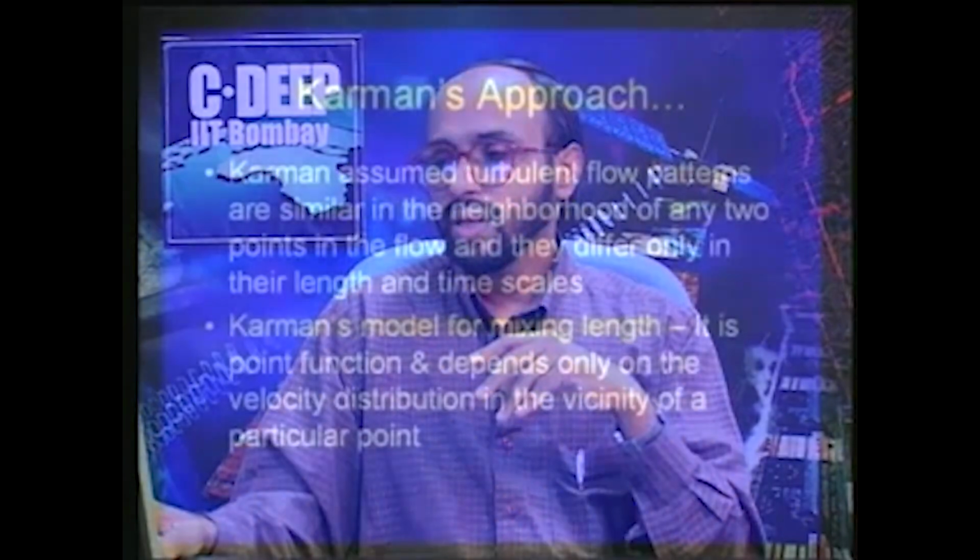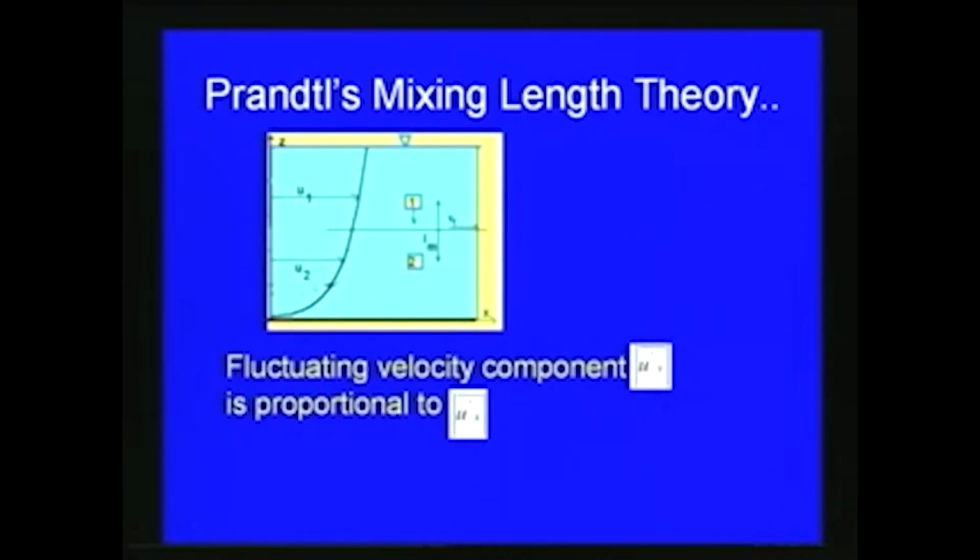In the next few slides we will be discussing the applications of this, but before proceeding to further applications, you can observe here that Karman assumed the turbulent flow patterns are similar in the neighborhood of any two points in the flow, and they differ only in their length and time scale. So, this is an important observation put forward by Karman, and it is obvious from this figure here.